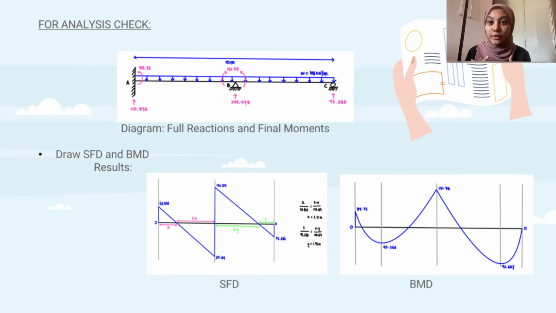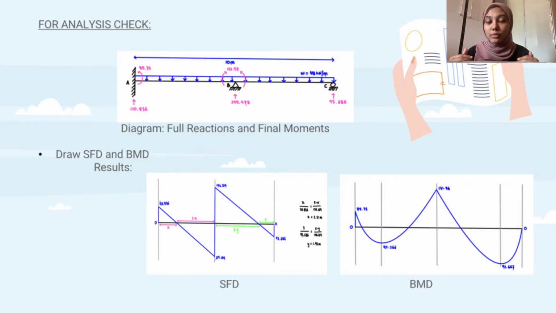Alright, so after we obtain the reactions for every support, which is RA, RB and RC, we need to draw the whole structure of beam with the full reactions and final moments. So from here, we can draw the SFD and BMD.